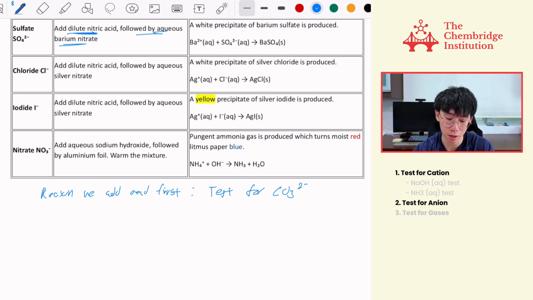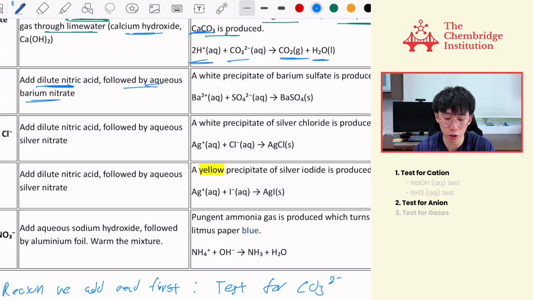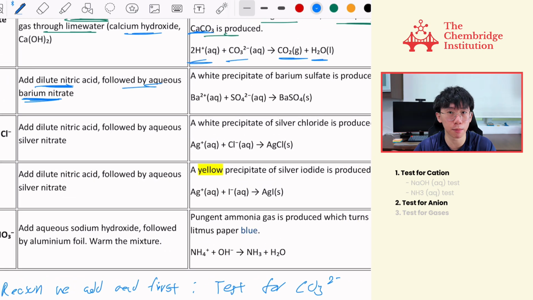Okay, I'll give you an example. For sulfate anion, you're going to add barium nitrate. Why do we use barium nitrate? Because you want to do a precipitation reaction. Barium and sulfate ions can react and give an insoluble barium sulfate. So it's a very easy test.